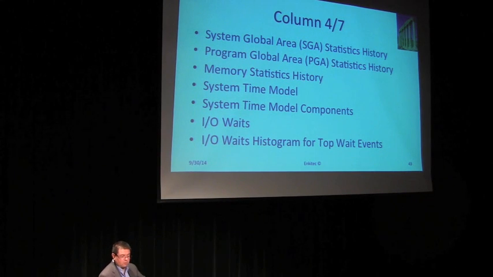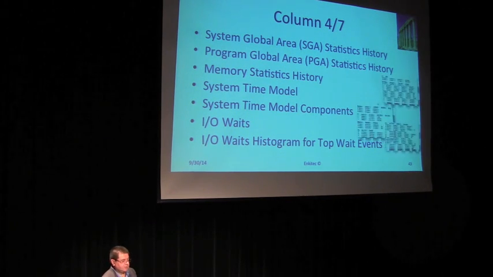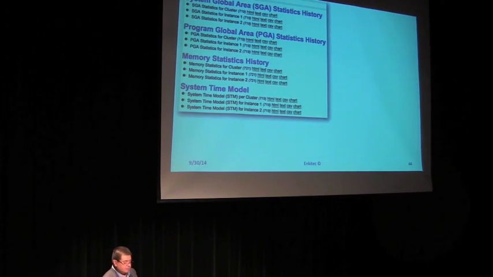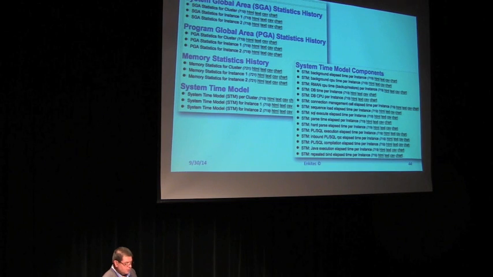Okay, let's move to column number 4. What do we have on column number 4? We have information about memory, SGA, PGA. We have statistics about memory, a system time model. That's another important component. Then we have the I/O waits and some histograms for the I/O waits. If we were to see more detail, we notice we have some charts for SGA, PGA, also for memory, for system time model. I'm going to show you a few of them, and then we can see the different components.